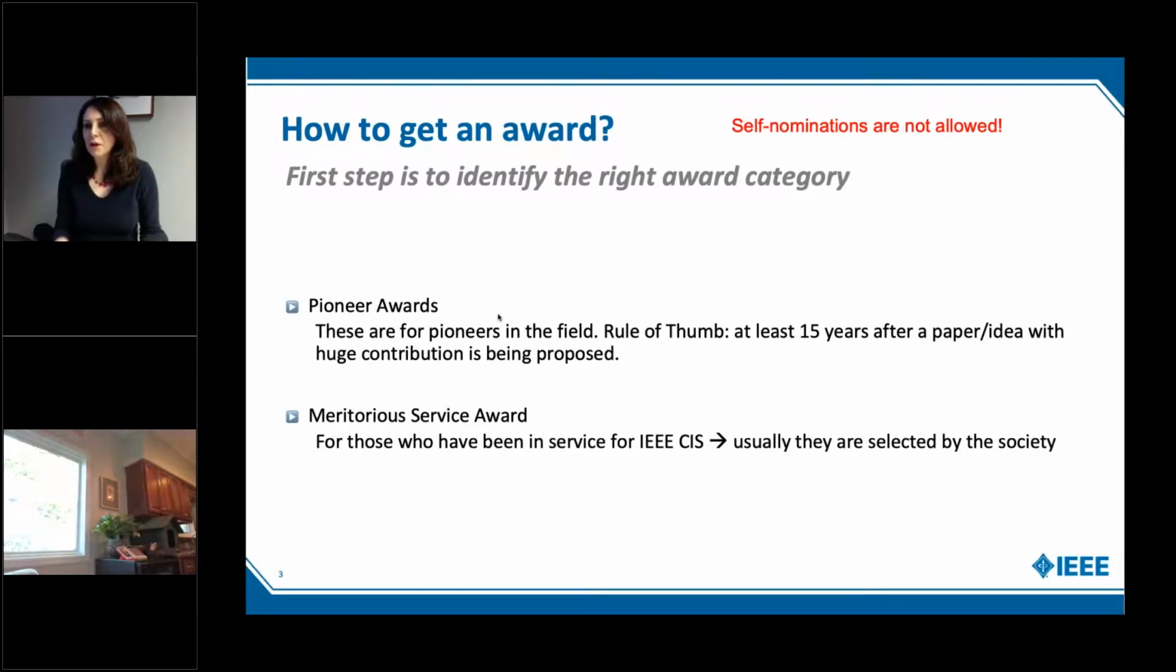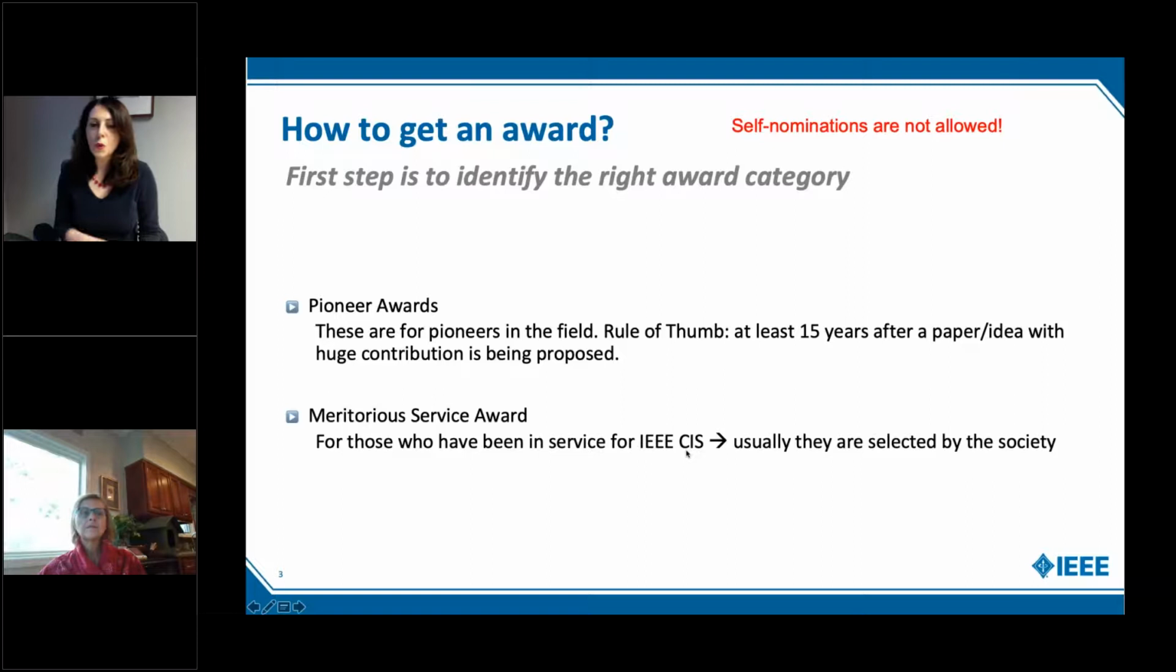So you cannot have one breathtaking work and be a pioneer in that field. It should be a field that you have worked on, more than one paper, but an area of research that you basically established with your work, and you can show that you have done it. The other one is Meritorious Service Award. This is for people who have been volunteers in our society, like IEEE CIS society. And these people are actually selected by the society.